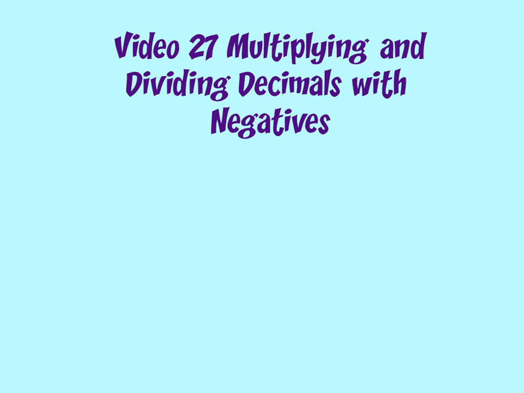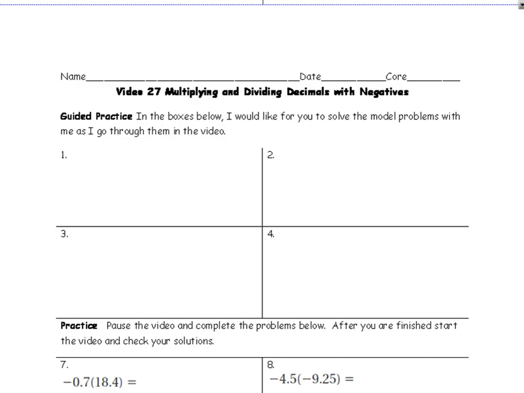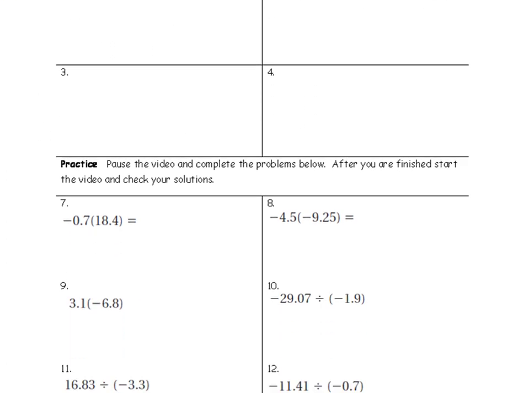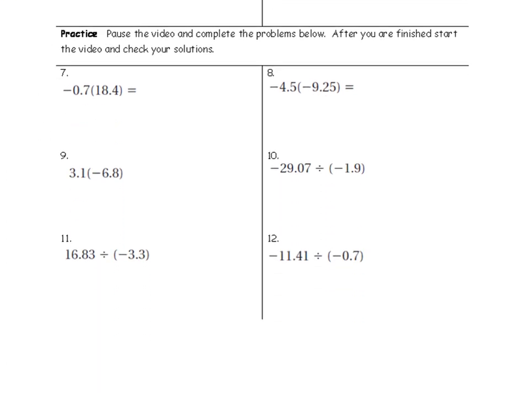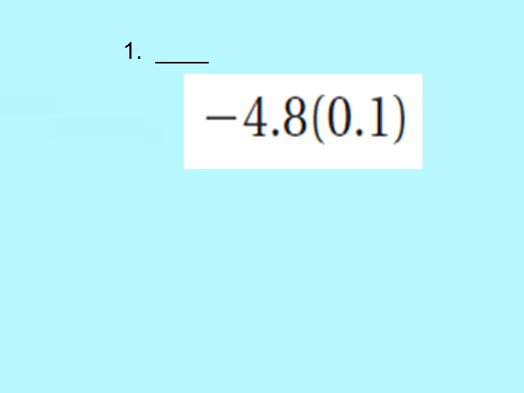In video number 27, we're going to be multiplying and dividing decimals with negatives. What I'd like you to do is take out your homework from last night, which is your homework sheet for video 27. We're going to do 4 problems together, and then you have 6 problems at the bottom.